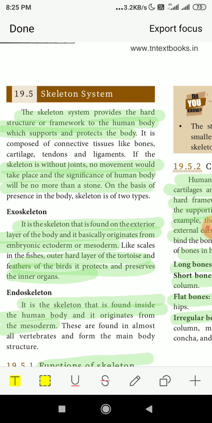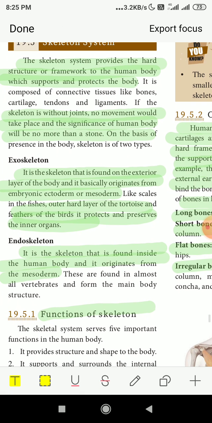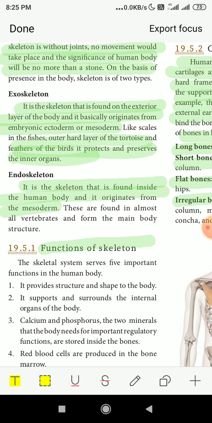Then endoskeleton. It is a skeleton that is found inside the human body and it originates from the mesoderm. The first one was generating from the ectoderm or the mesoderm, but the endoskeleton is generating always from the mesoderm. These are found in almost all vertebrates and form the main body structure.